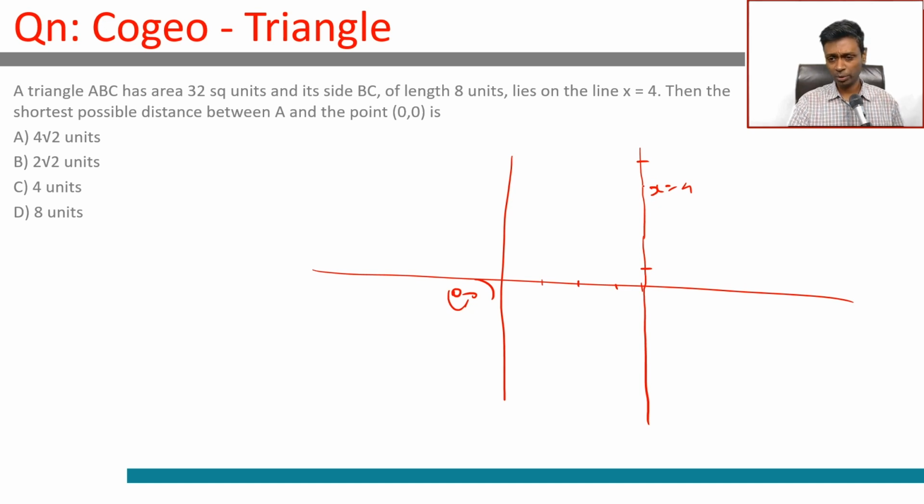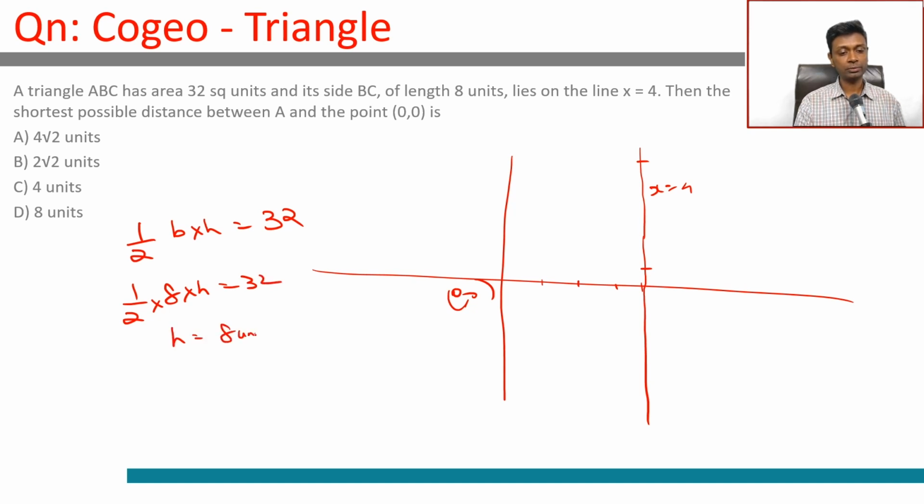It lies on this. It could be cutting the x-axis. It could be completely in the first quadrant. It could be completely in the fourth quadrant. That line segment. Area is 32 square units. Since we have this, let's take this as the base. Half into base into height is 32. Half into 8 into height is 32, or height is 8 units.